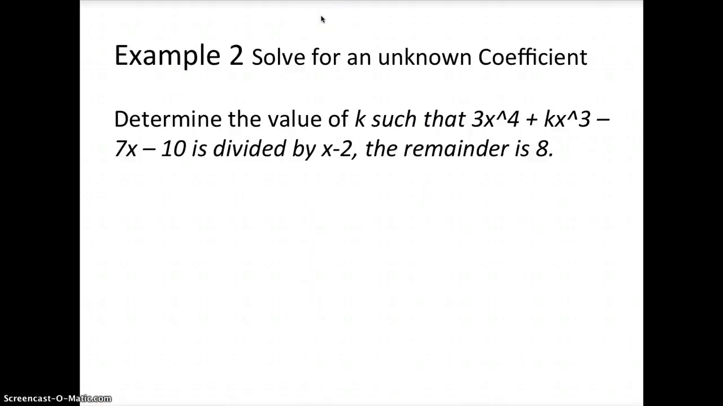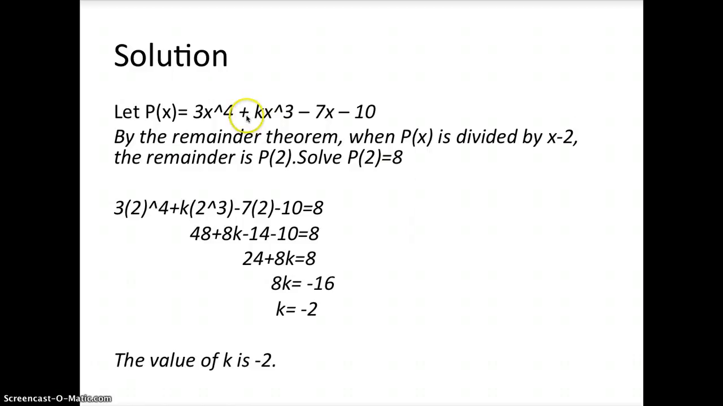Example 2. Solve for an unknown coefficient. Determine the value of k such that when 3x to the power of 4 plus kx cubed minus 7x minus 10 is divided by x minus 2, the remainder is 8. So this is the solution. Since we know that when P(x) is divided by x minus 2, we substitute 2 inside the equation and we get this. So move here, move there, and we get k equal to negative 2. So the value of k is negative 2.